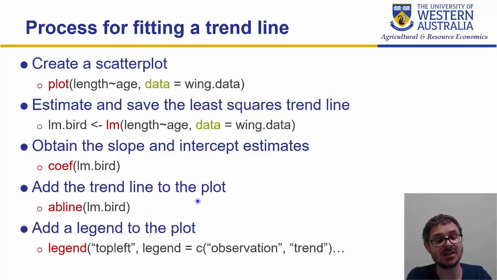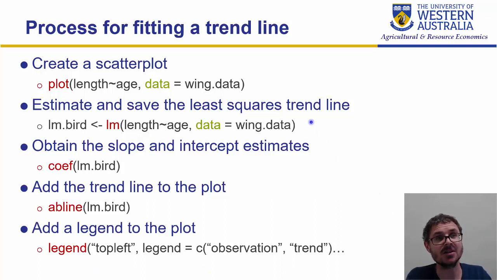And then we need to add a legend to our plot. So when we have plots, we have this legend command. There's a chapter on scatter plots in the course book, but you use the legend command. There are 6 options. You can put the legend in the top left, top right, bottom left, bottom right, top or bottom. And then you have to say what the legend is going to be. So we're going to have 2 things: the observations, which are the observations for our data, and a trend line.